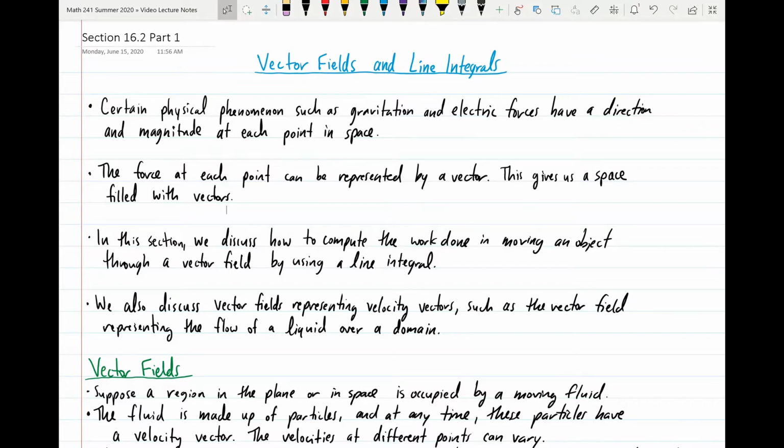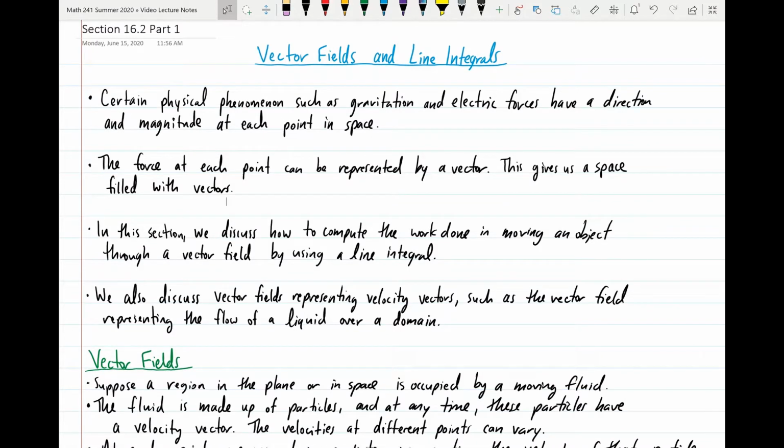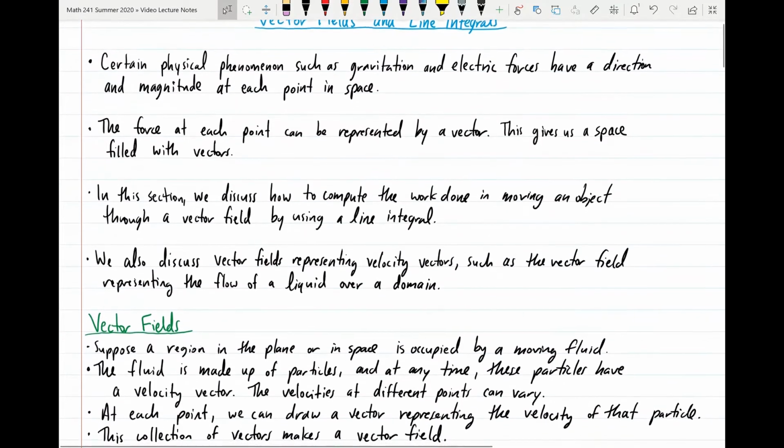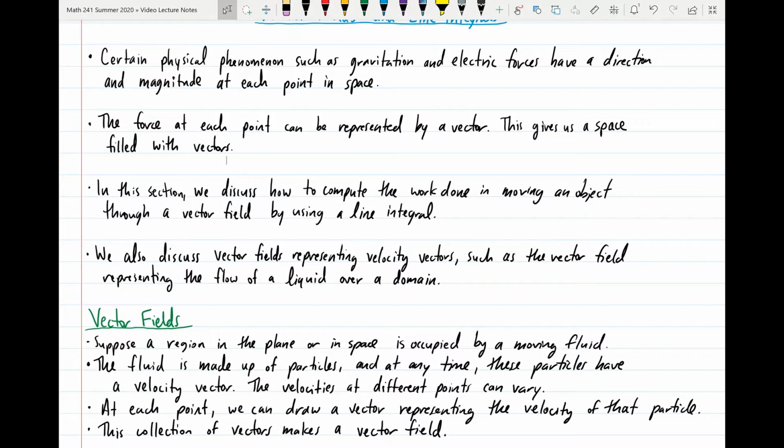So certain physical phenomena that we experience, such as gravitation and electric forces, have a direction and magnitude at each point in space. For gravitation, you can think about maybe a particle in space, or maybe just a massive object like the Earth, and it exerts a gravitational force on objects around it, and the gravitational force at the different points in space around that massive object will have different magnitudes in different directions. And likewise for electric forces, you can think about a particle in space exerting some kind of electric force on other particles in space. The magnitude and direction of that force will depend on the orientation of the particles, how far apart the particles are. But anyways, the force at each of these points can be represented by a vector. And this ultimately gives us a full space of vectors.